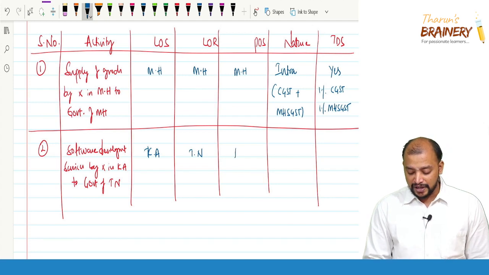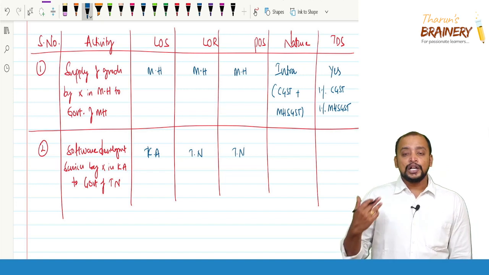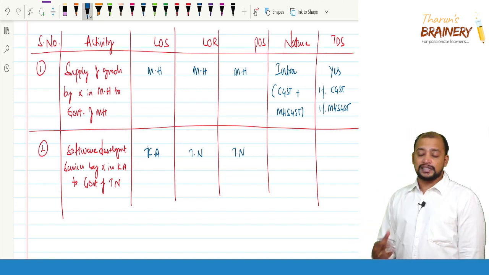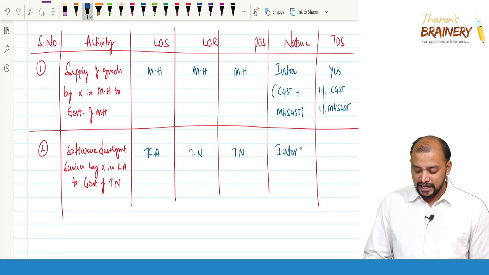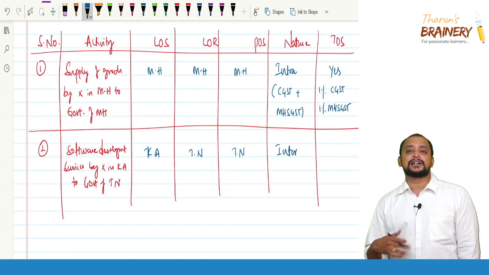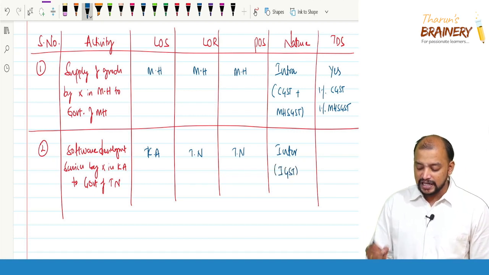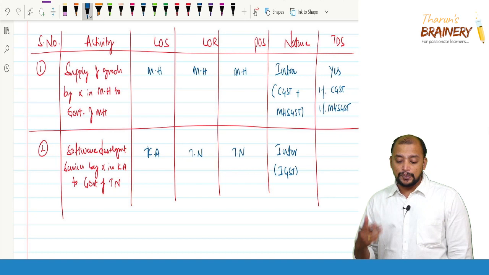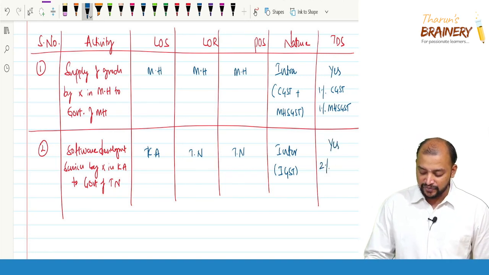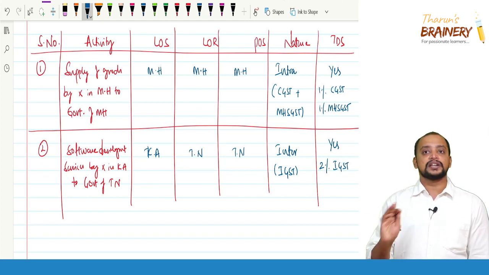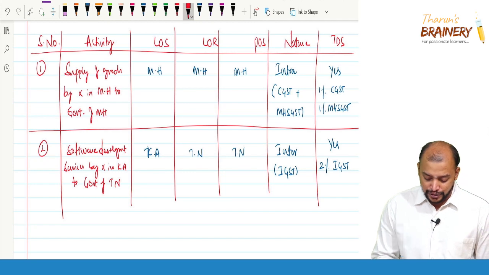And what will be the place of supply? Location of recipient, because in case of software development services, location of recipient will be taken as the place of supply. And the nature of supply is interstate supply. Why? Because location of supplier is in one state and place of supply in the other state, therefore it is interstate supply, and IGST is applicable in this case. And whether TDS is applicable? Yes, TDS is applicable, and it will be 2% towards IGST. So IGST 2% payable. So therefore in this case also TDS is applicable.